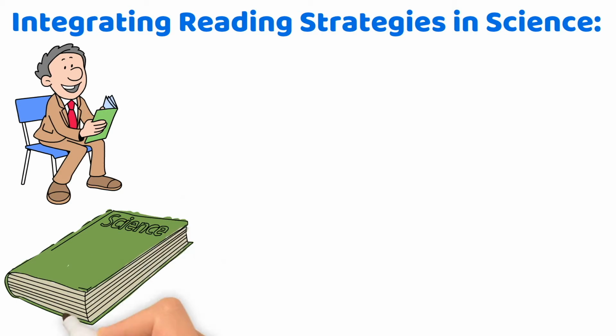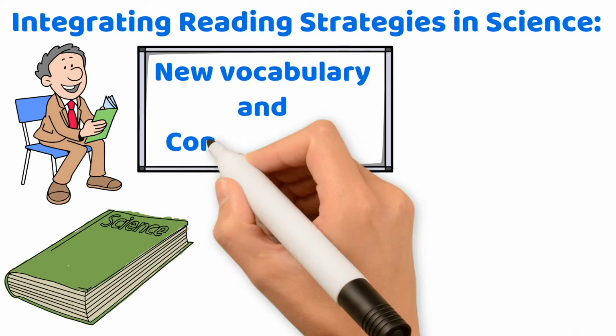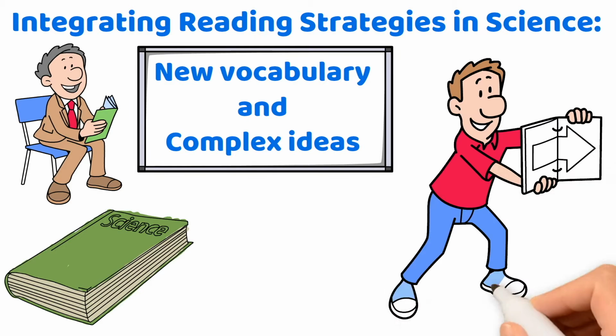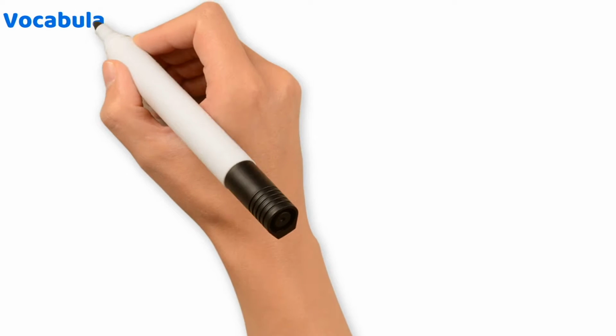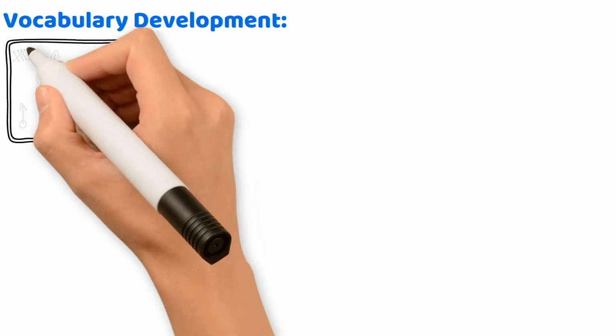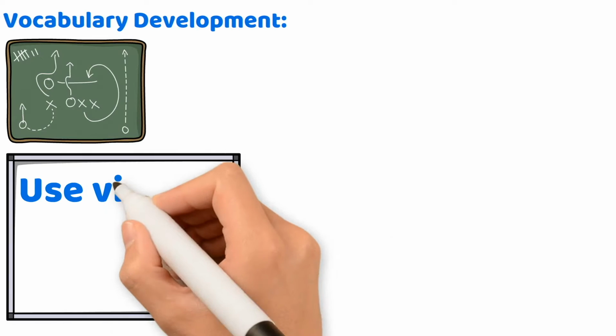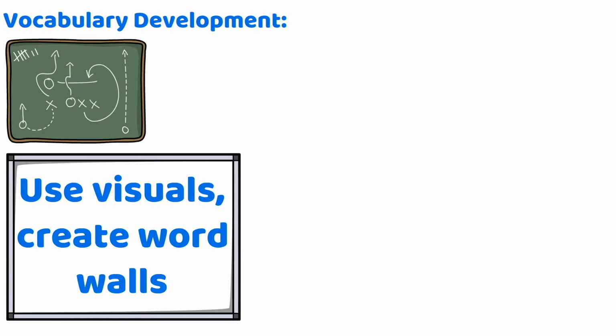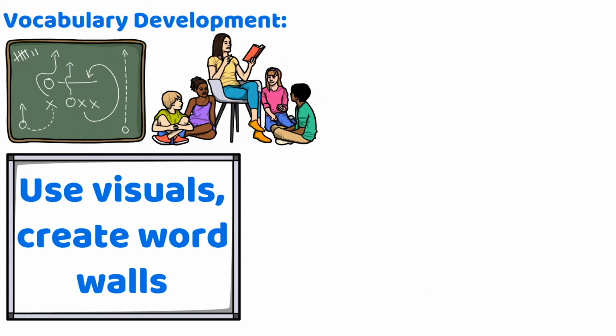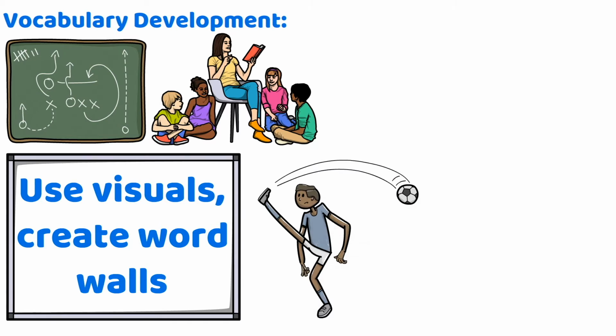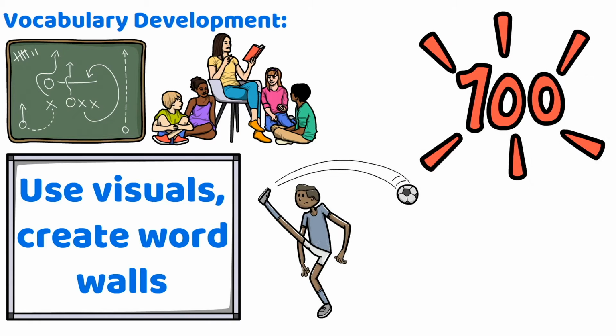First, let's talk about reading strategies. Science texts can be dense, packed with new vocabulary and complex ideas. Here's how you can help your students navigate these texts. Vocabulary development. Introduce scientific terms within context. Use visuals, create word walls, or have students participate in making their own glossaries. This helps demystify jargon, making content more approachable.